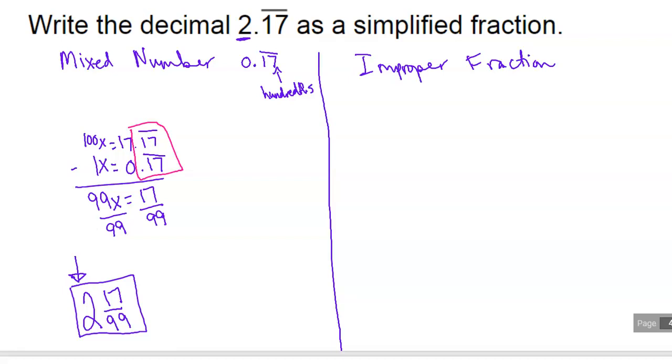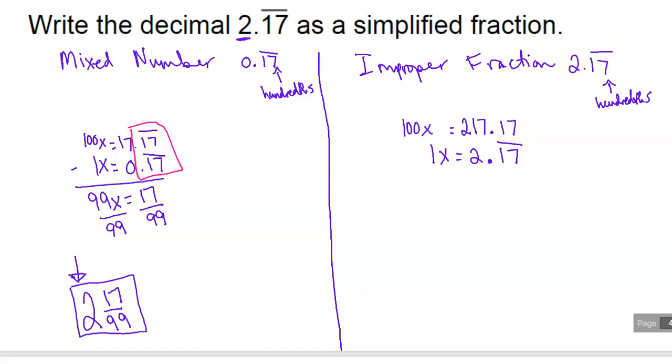So if you're doing the improper fraction, you're going to leave the 2 in front. So same process though. Set 1x equal to your decimal, which includes that 2 in front. This is still in the hundredths, so I'm going to multiply by 100. Now when you multiply by 100 on this one, it's still going to have the 2 in front, and you're going to bring one repetition of the 17 in front of the decimal, so it's going to look like this.